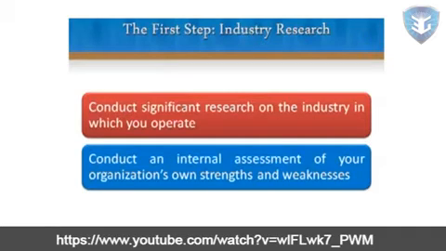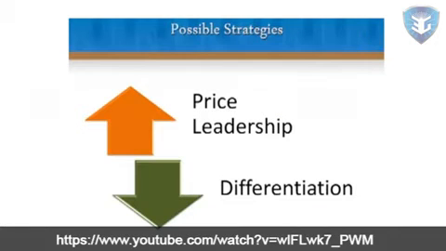Once the analyses are complete, the firm has the information it needs to make a strategic decision about its products and/or services. Ultimately, there are really just two strategies that a company can pursue when it comes to a specific product or service. They can either try to be the price leader in their industry, or they can pursue a differentiation strategy. Possible strategies: price leadership and differentiation.